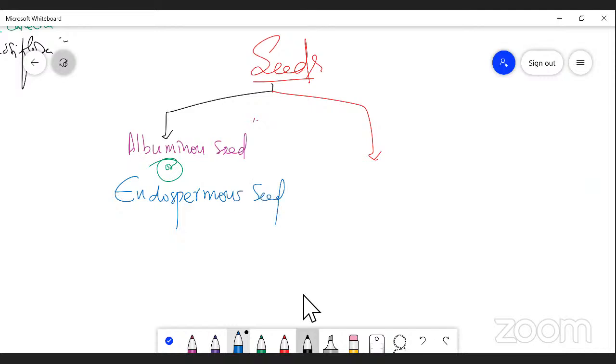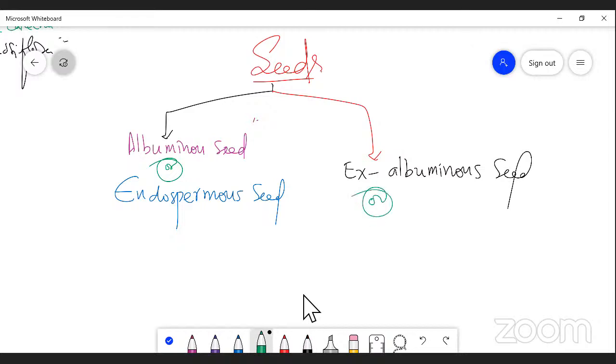The second type, non-albuminous or ex-albuminous. X means absence of protein. The absence of endosperm, ex-albuminous seeds, and it is also known as non-endospermous seed. Non means absent, non-endospermous. What is the difference between albuminous seeds and non-albuminous seeds?